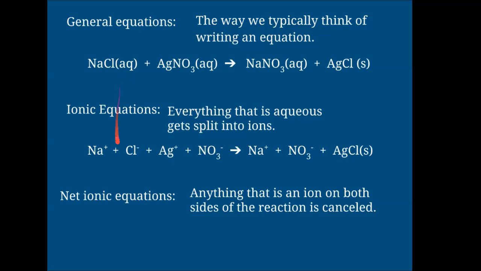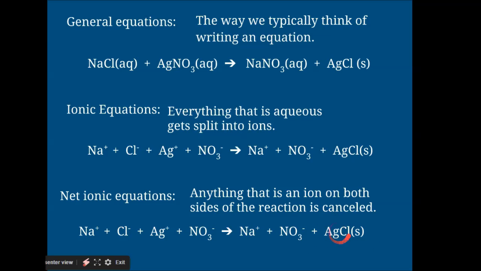So sodium ion, chloride ion, silver ion, nitrate ion, sodium ion, nitrate ion, but this guy stays together as a solid. So then when we go to do the net ionic equation, we're not going to cancel the things that are in silver chloride because they aren't ions on the product side. So sodium will cancel out, nitrate cancels out, and then there is our net ionic equation. Chloride ion, silver ion, those two crazy kids meet up and produce solid silver 1 chloride.